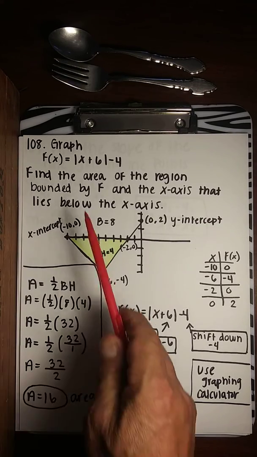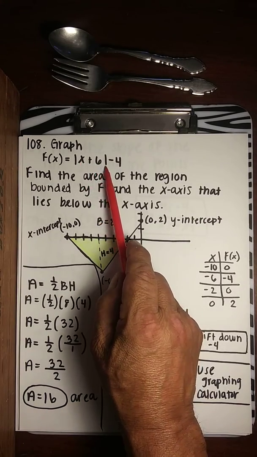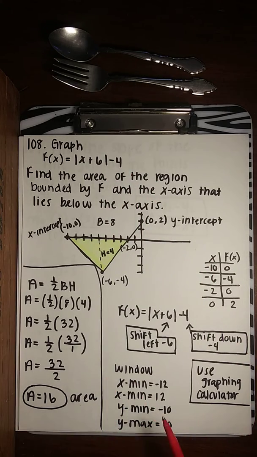This one. F of x equals absolute value of x plus 6 minus 6. You can put it in your calculator if you want to. That's the easiest way I can think of to do it. In fact, I'm going to do this one on a calculator just because. Alright. Let's see, negative 12 and 12, and negative 10 and 10.